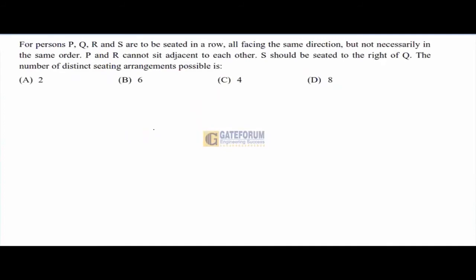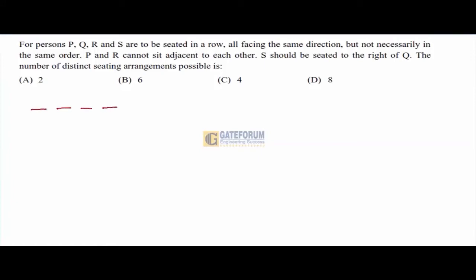4 persons P, Q, R and S are to be seated in a row, all facing the same direction, but not necessarily in the same order. P and R cannot sit adjacent to each other. S should be seated to the right of Q. The number of distinct sitting arrangements possible is how much? Let us check.